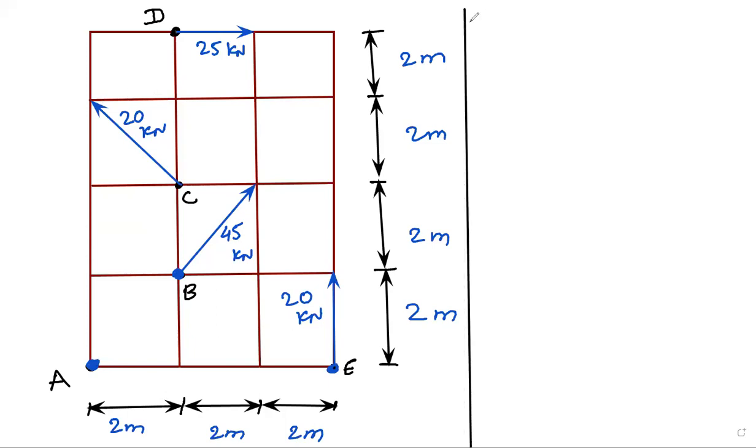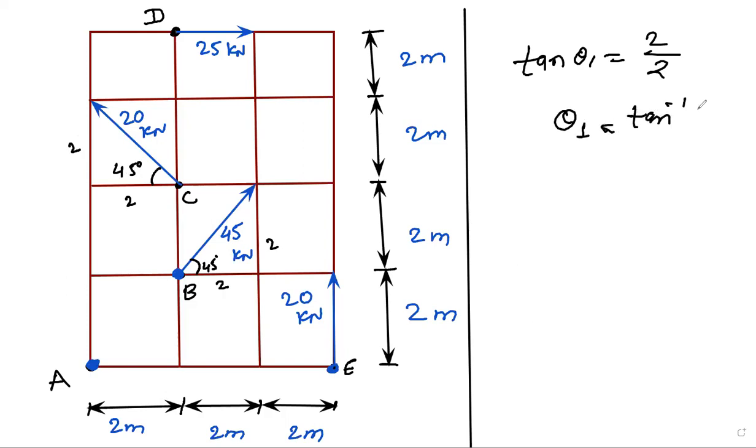Okay, as usual. So each angle is equal to how much? It is a square, 2 by 2 meter square. 45 degree, exactly correct. Because tan inverse of 2 by 2, that is tan inverse of 1, is 45. Tan theta 1 is equal to 2 by 2, so theta 1 is equal to tan inverse of 1, so theta 1 is equal to 45 degree. Theta 2 is equal to 45 degree. Okay, both are 45 degree.